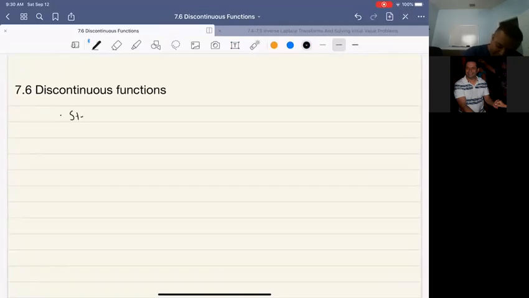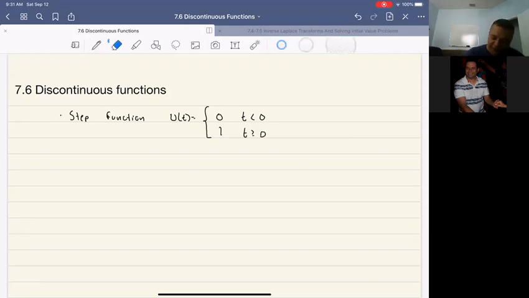So the step function, u of t, that just equals 0 if t is less than 0 and 1 if t is greater than or equal to 0. Okay? Actually, here it says greater than. Really, it does not make a difference. We can have it undefined at 0, or we can have it defined at 0, one of them. It's not really going to make a difference when it comes down to it. Okay? So let's go ahead.